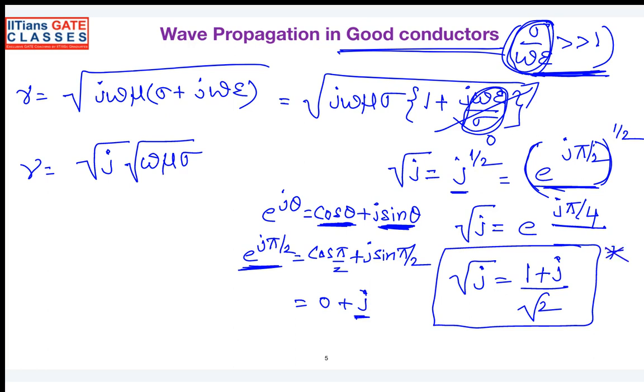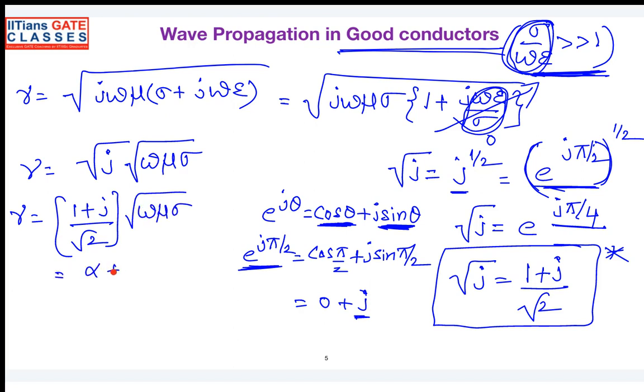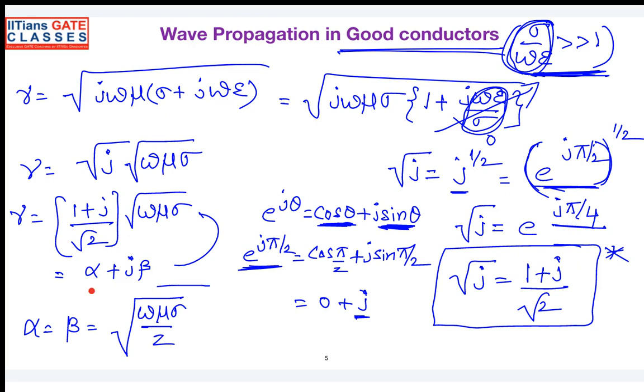So hence the propagation constant can be defined as (1 plus j) by root 2 into root omega mu sigma. This is of the form alpha plus j beta. By comparing these two equations, what you will get? Your alpha value is the same as beta value, because the real part and imaginary part are the same, and it is equal to root over omega mu sigma by 2. You can slowly verify, no problem. The value of alpha and beta remains the same, and this is given by root over omega mu sigma by 2.